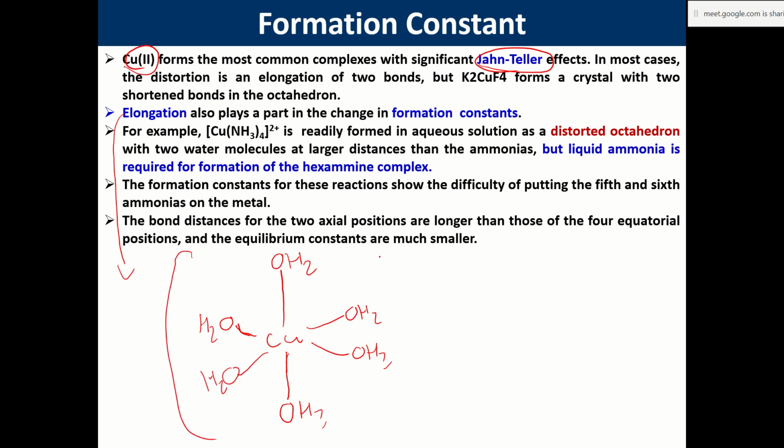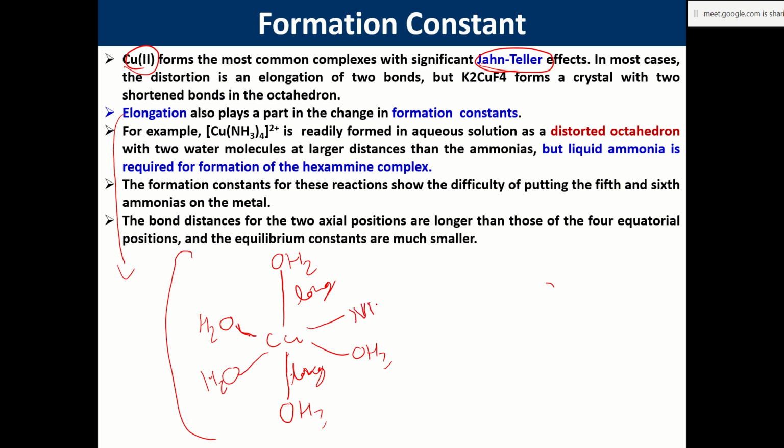So this is the situation. These are the two long bonds along the z-axis. Now when you start adding ammonia to it in a stepwise manner, what will happen? Gradually each of these will be replaced. I'm showing it in a different slide. Ammonia is coming in, so each of these water molecules is replaced.